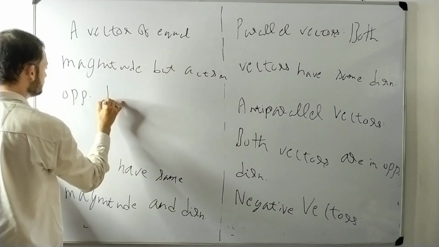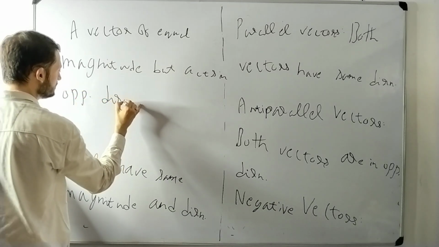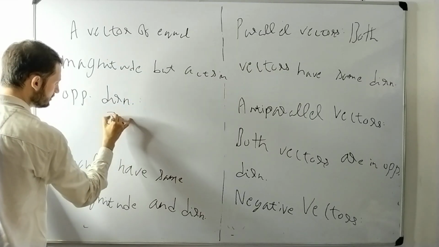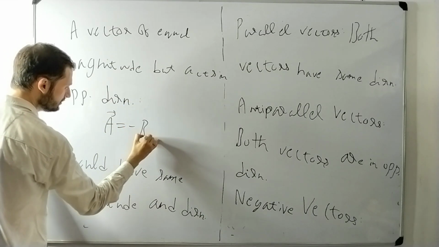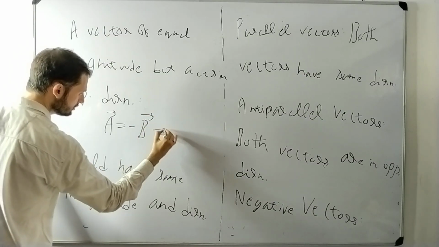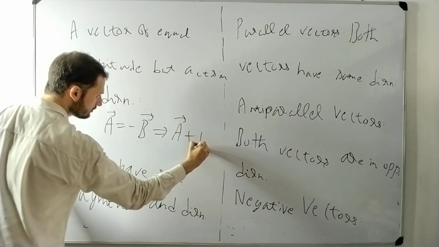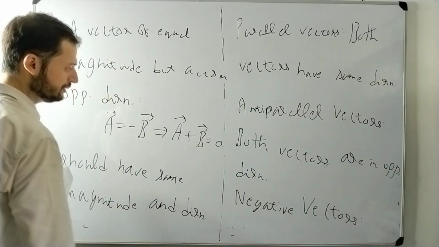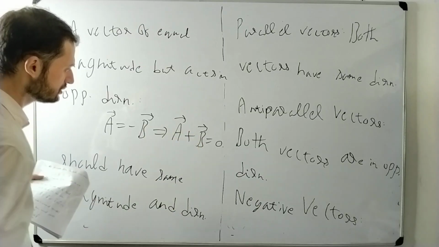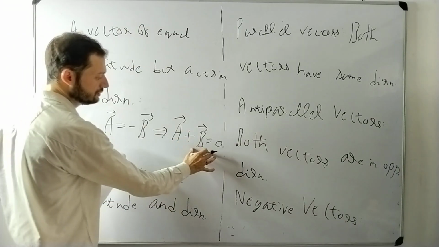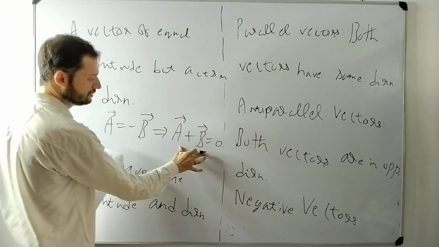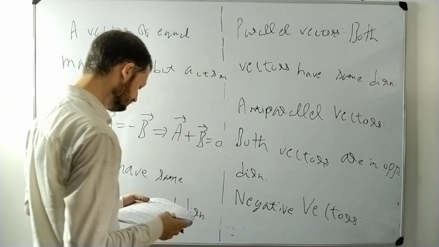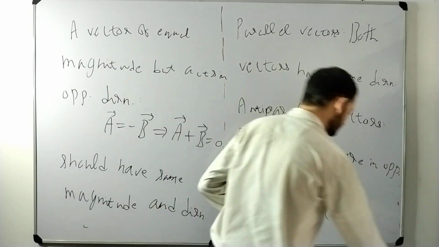Yes, very good, students. And then can I say A equals minus B? Yes, students. This implies A plus B should be equal to 0, right? This is the meaning of the whole thing. Remember this: these are two vectors that are opposite to each other.